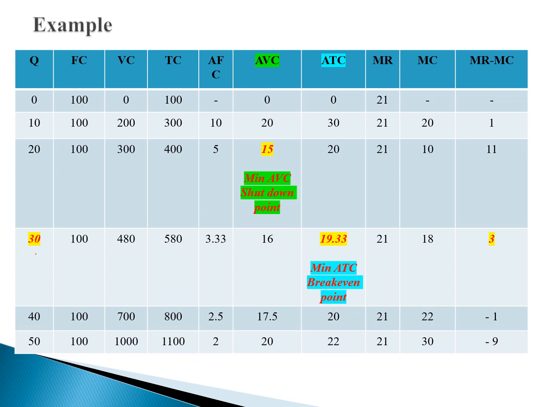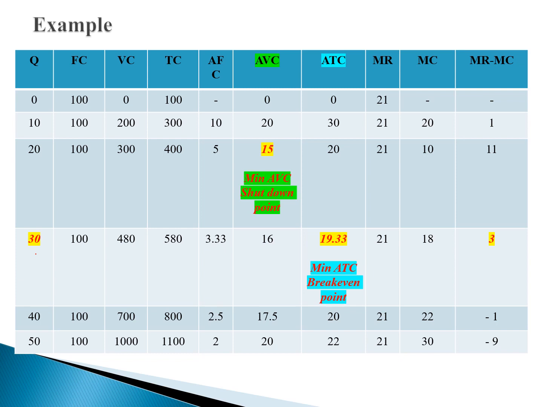So on the column of average total cost, if we look at the minimum value, that is the lowest value, the value is equal to 19.33. So we have written over here that this is the minimum average total cost, which is also known as the break-even point under perfect competition.